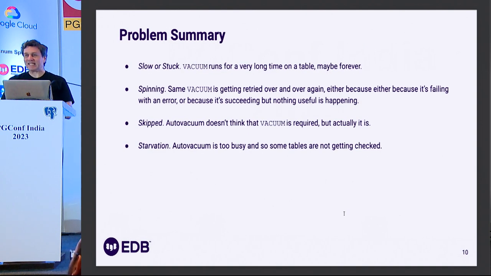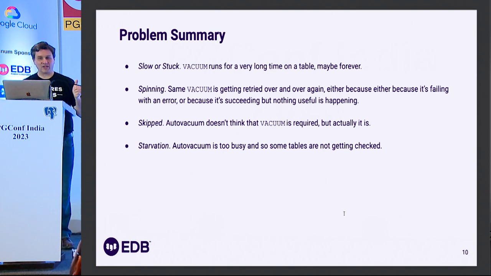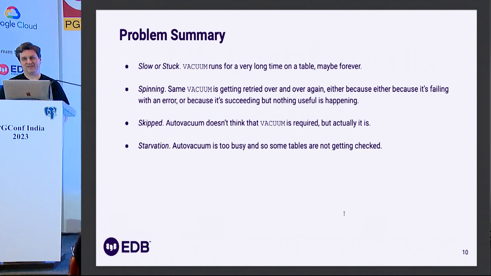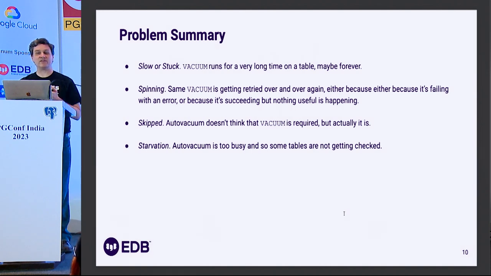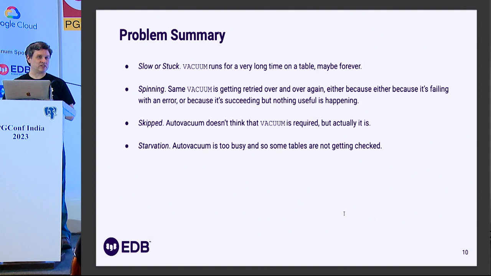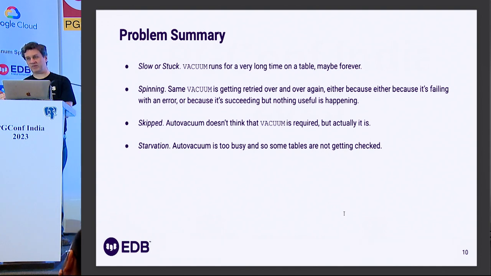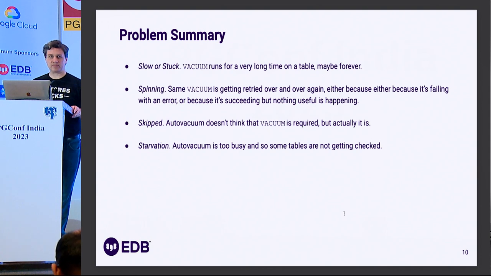So basically, when we look at the problems that can happen with autovacuum, I think there are basically five: slow, stuck, spinning, skipped, and starvation. Vacuum can run for a long time, it's slow. It can run forever, it's stuck. It can get retried over and over again without doing anything, it's spinning. It can fail to process a table that it should be processing, table is skipped. Or it can be so busy doing some of the things that it's trying to do that it never gets around to some important work. That's starvation. So in the rest of the talk, what I'm going to do is step through each of these problems in somewhat more detail and talk to you about how you recognize this problem and then maybe some things that you could do to try to correct the problem.